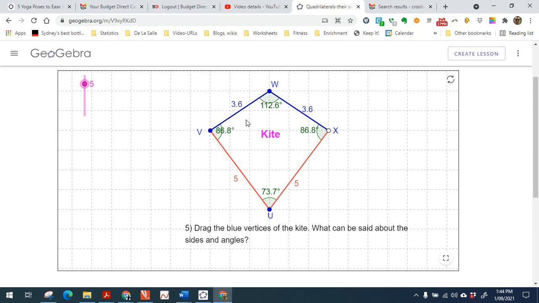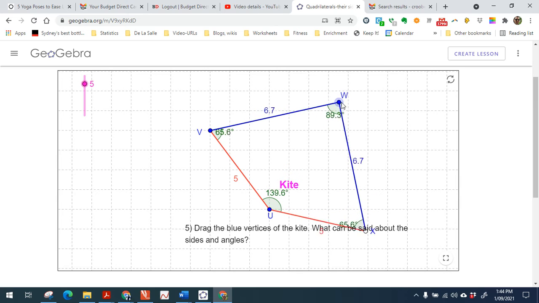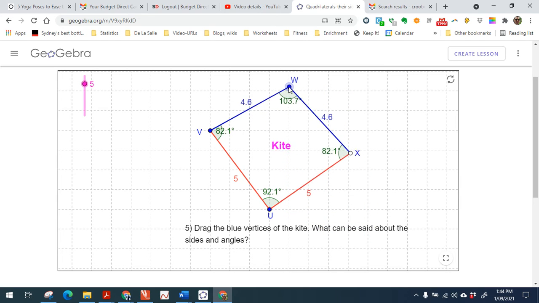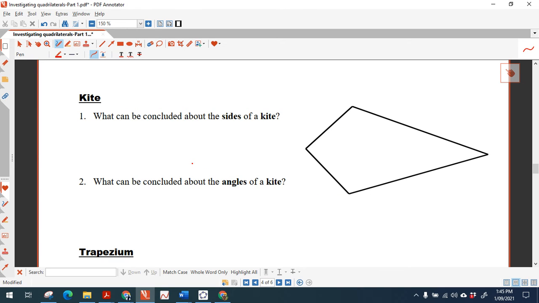Now, there's no parallel sides here. We can see that, no arrows. But you can see no matter what I do to this height, the adjacent sides are always equal in length. So the two blue sides are a pair of adjacent sides, they're equal in length, and the two red sides are adjacent and they're equal in length. So that's what we're going to write down.